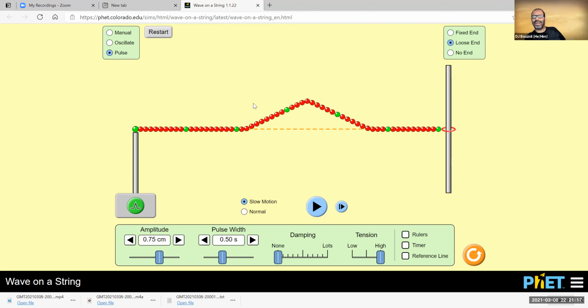Okay, so this is your entire lab basically. Pay attention to the pulse, pay attention to the amplitude, pay attention to the damping when you start this one. Pay attention also to these rulers and these ones. Pay attention critically to this one if you're going to be measuring things. This is the fixed end, this is the loose end, and everything else in between.